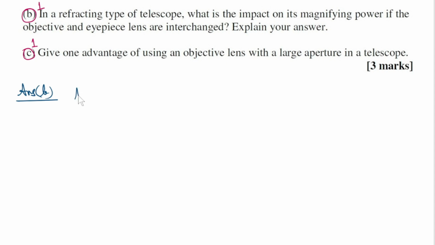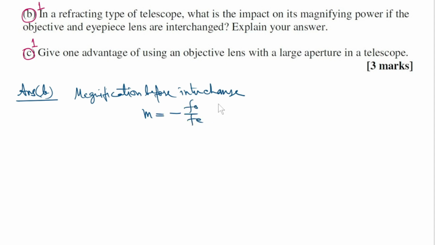Magnification before interchange. M equals to minus Fo by Fe. As Fo is much greater than Fe, so M is also much greater than 1.